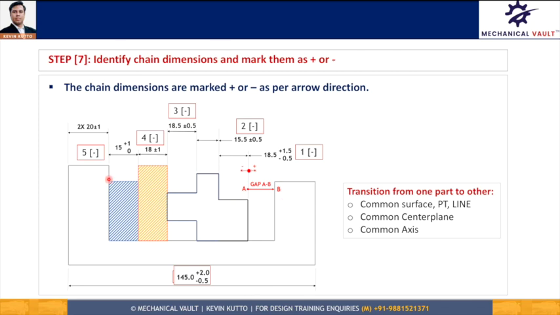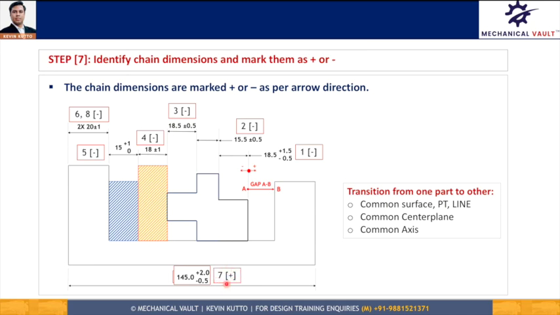Now there is no direct dimension given from here to here. That's why I have to move to the left side, because I have to follow the drawing, and whatever dimensions are given in the engineering drawing, with those only I have to find my chain. So the next dimension in the chain is from this common surface to the left side surface of the bigger container, which is 20 plus minus 1, and it is negative again. Now once I reach the left side surface, from there I can directly move to the right side surface, and that's where the dimension 145.0 minus 0.5 plus 2 is going to help me to reach there. That is my seventh contributor.